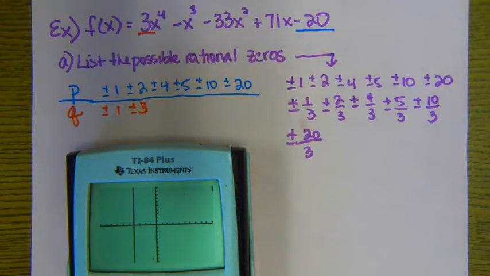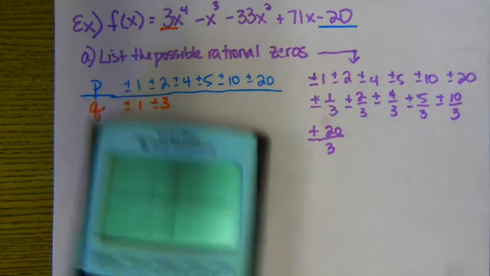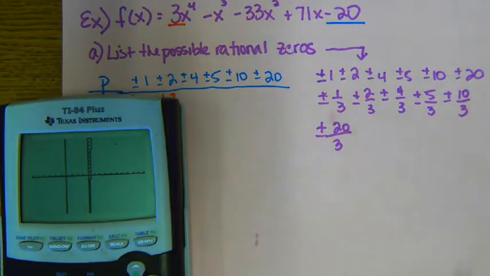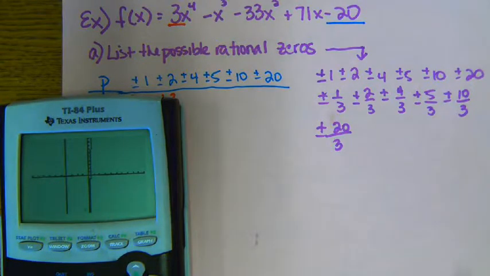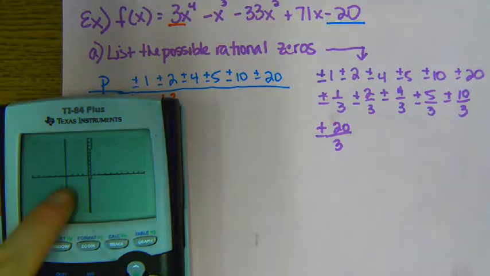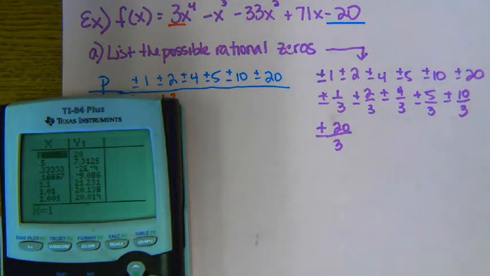Okay, so what are your guesses? Help me out here, guys. What are your guesses? You think this is negative 10 over 3? I think it's negative 4. I think it goes right through the line. But let's check. Let's go to the table setup. I'm going to do table, and I'm going to type in negative 4, and sure enough, it's a 0.